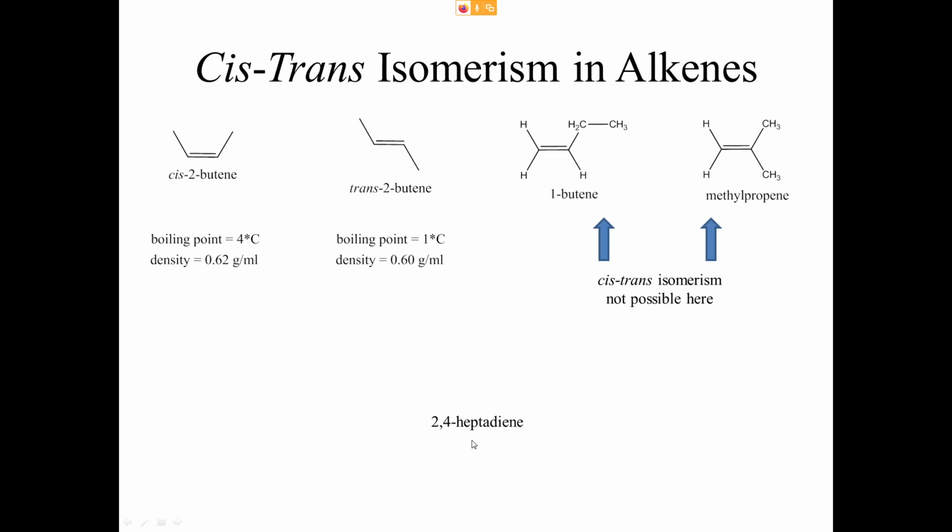I would not put the "di" in front of the "hep" because there aren't 2 7-carbon things. They're in fact 1 7-carbon thing with 2 double bonds. I put the adjective in front of the thing it's describing. So it's a 7-carbon chain with 2 double bonds in it, and these are their positions, 2 and 4.